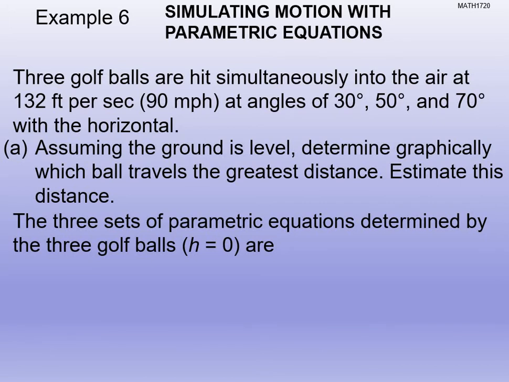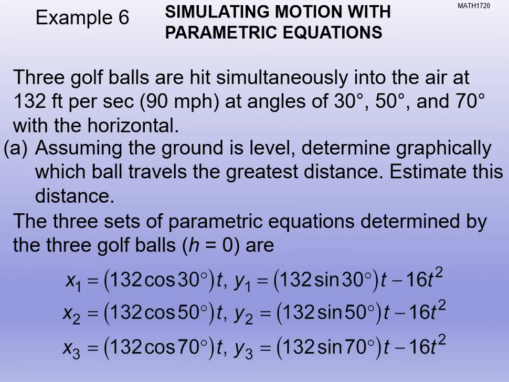All right, so we have 3 sets of parametric equations here. All of them are going to use h equals 0, and we're going to substitute in those 3 different thetas here, using the same velocity for each one. Okay, so when we substitute in these 3 equations, you're able to put these in your calculator. So you have your x1, y1, x2, y2, x3, y3, and we're doing this with h equals 0 here. So you're able to find the horizontal component and the vertical component for each one of these.